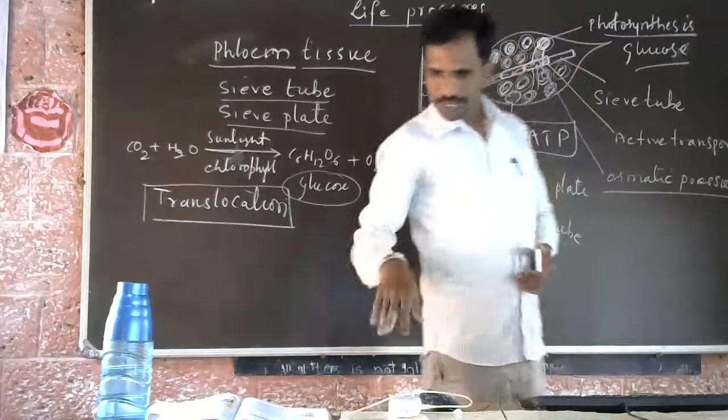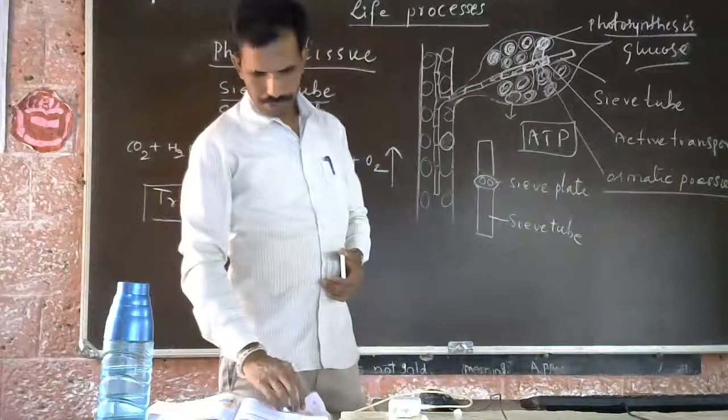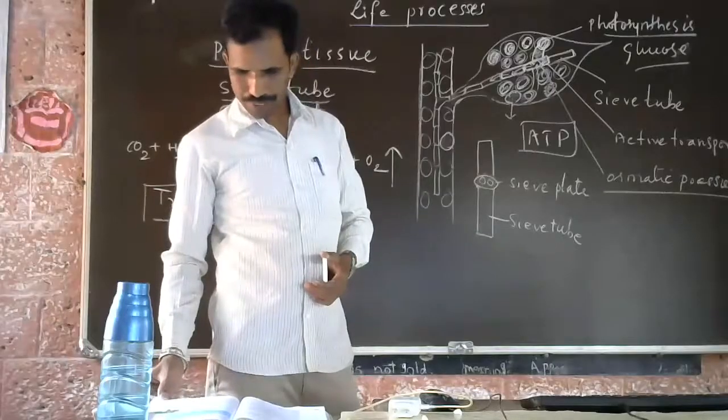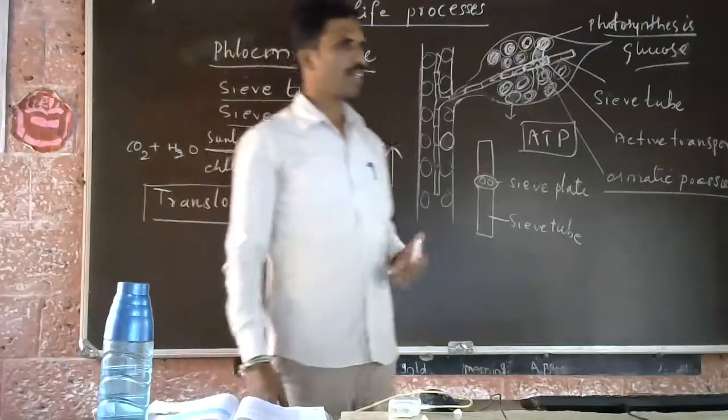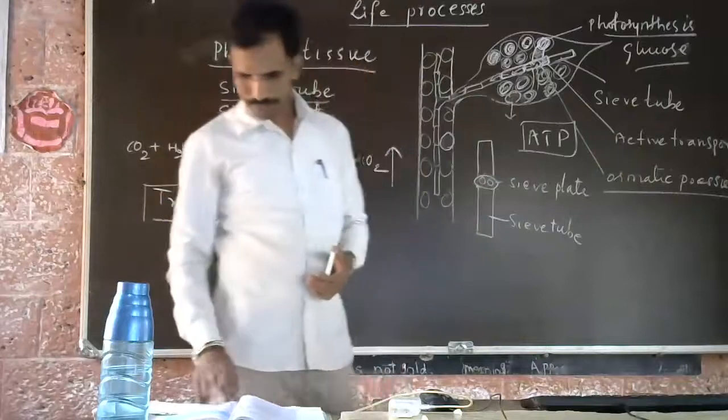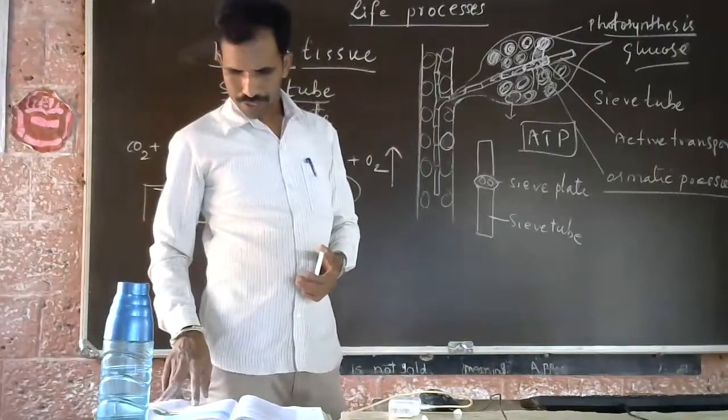On page number 75 of your textbook, it is given how the food is transported in the plant body. Go through that. If you have any doubt, you can ask.